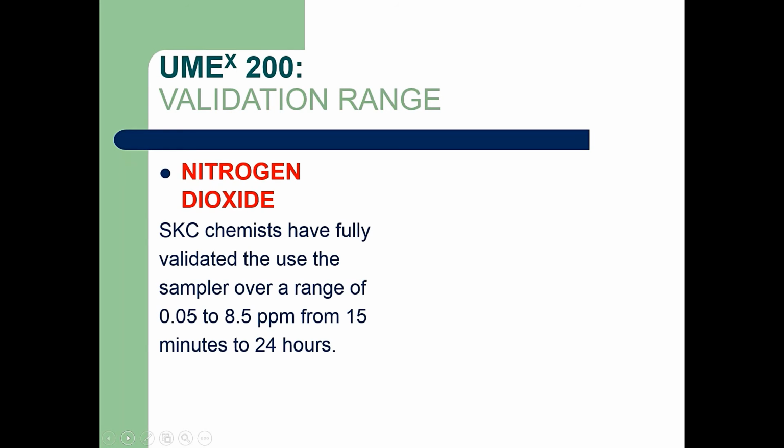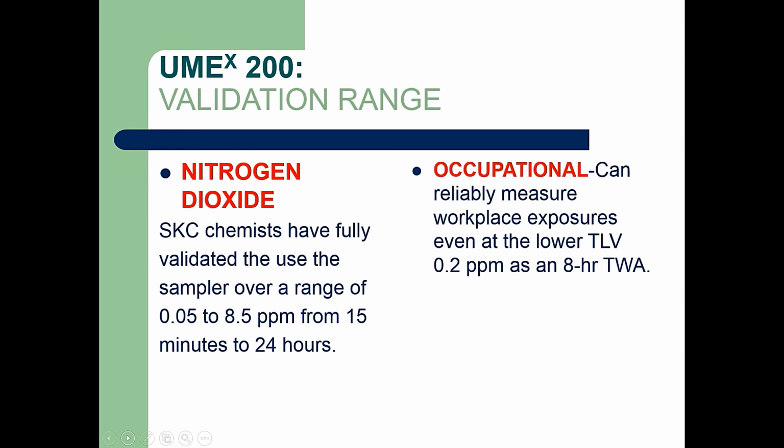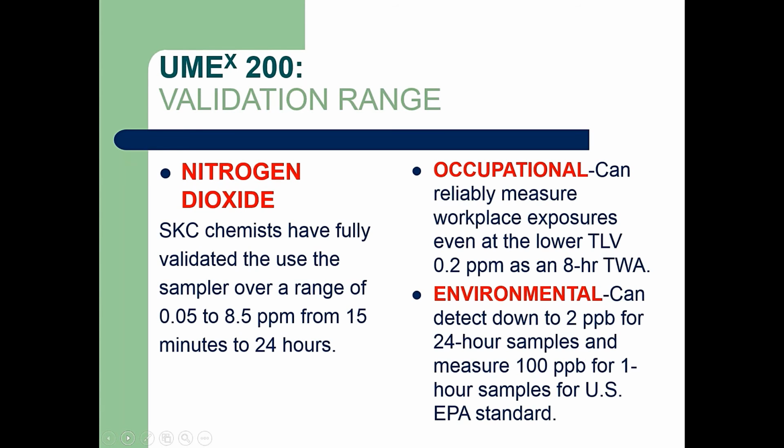So in this slide, you can see the validation range for nitrogen dioxide. For occupational applications, the UMEX 200 can reliably measure nitrogen dioxide even at the lower TLV of 0.2 ppm. For environmental applications, the UMEX 200 can detect nitrogen dioxide down to 2 ppb for 24-hour sampling of ambient air. In my country, it can also be used for our national ambient air quality standard of 100 ppb for a 1-hour sample. So you can see very low levels.